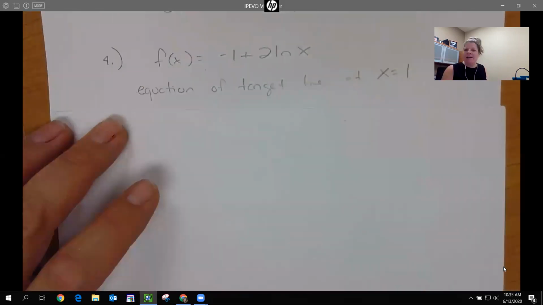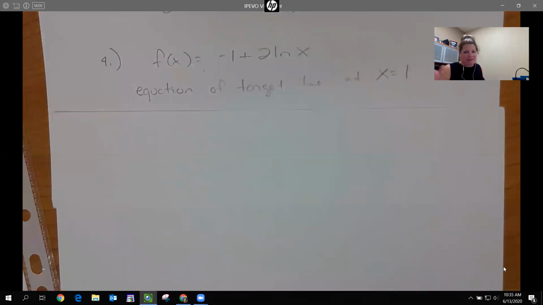Oh goodness, what did I do for this again? It's going to be in every section. Oh, and on the final and on your exams. How do I find the equation of a tangent line? Well, I take the derivative, put my number in, and I get the slope. Put my number into the original, and I get my point. And then I use point slope to get my equation.